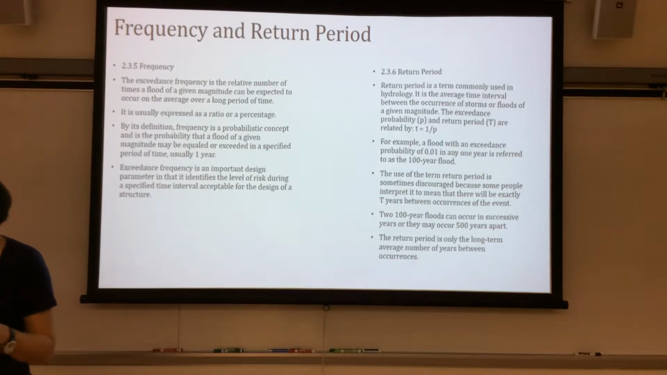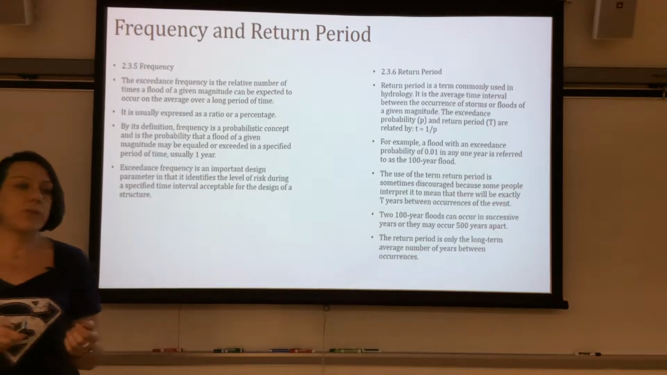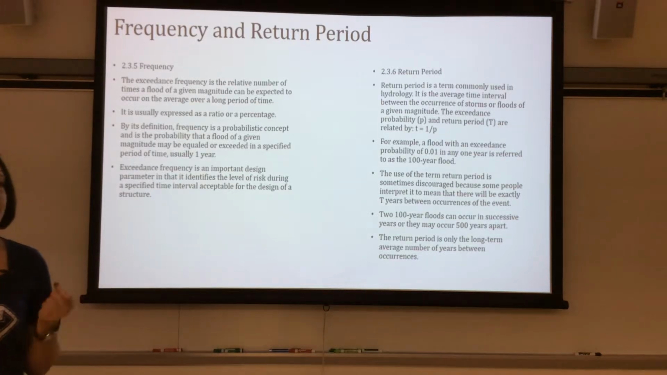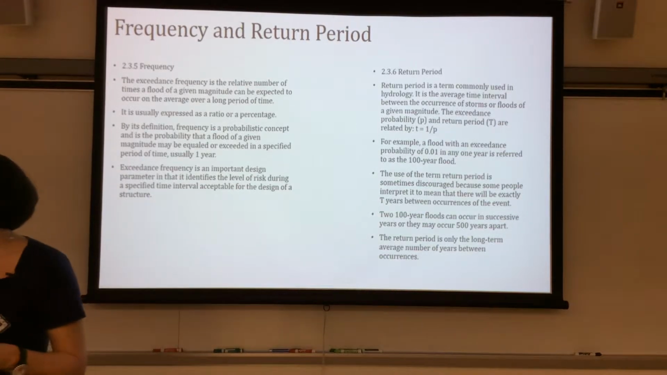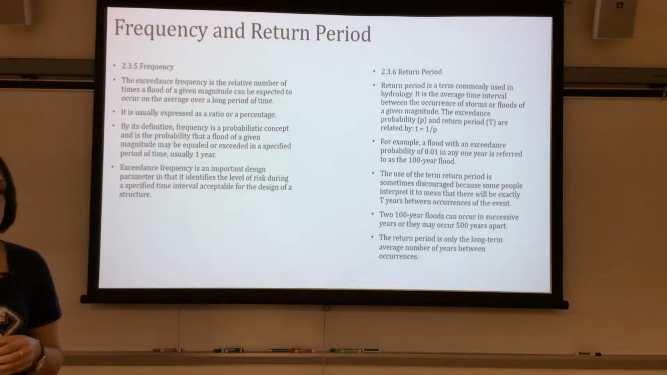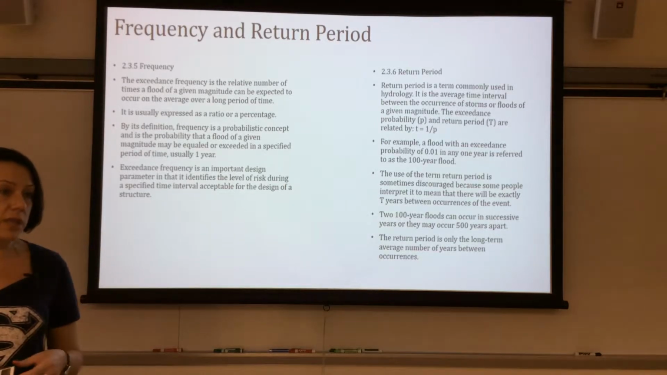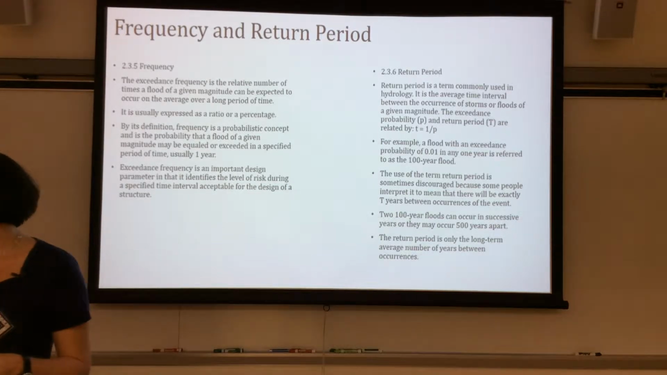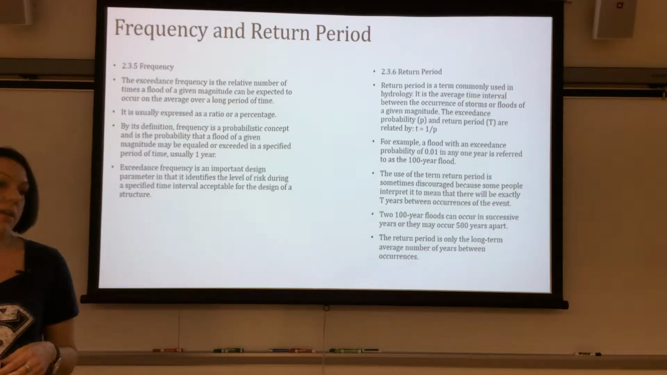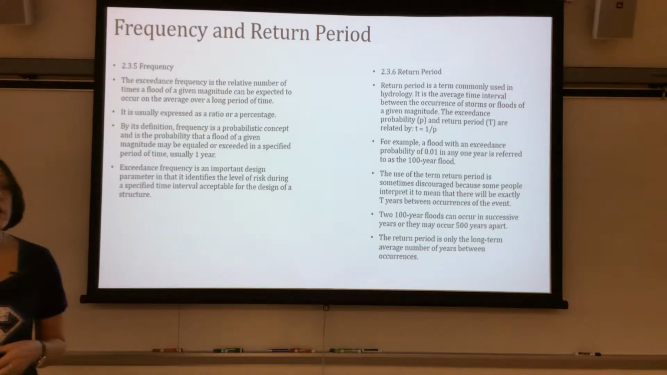Now when somebody talks about frequency or the return period, a 100-year storm can actually happen back to back. It doesn't mean that it's going to happen every 100 years. Statistically speaking, that's what has occurred, but it could occur every day, like back-to-back hurricanes.